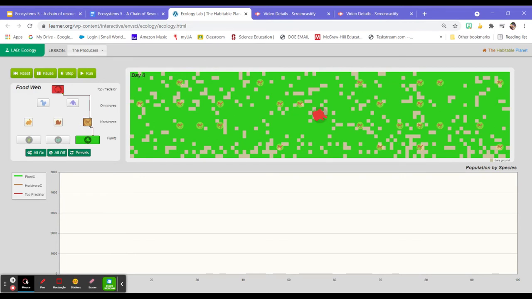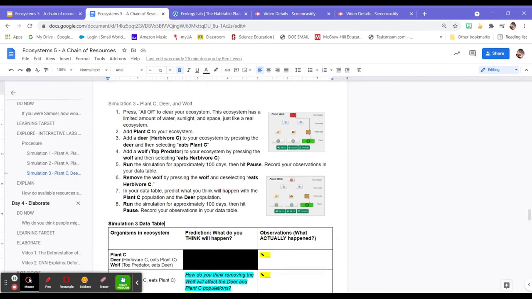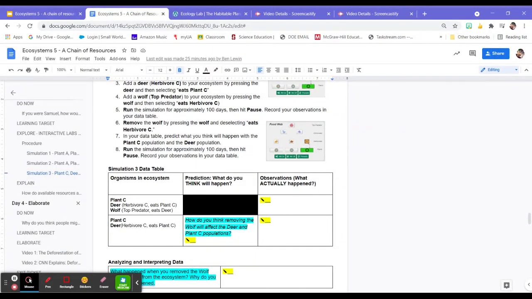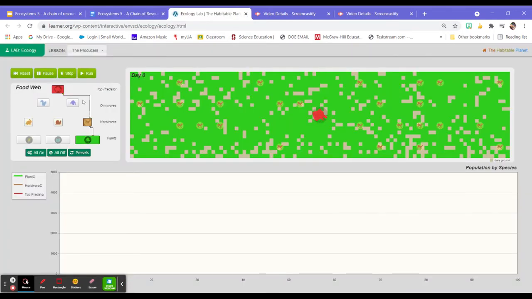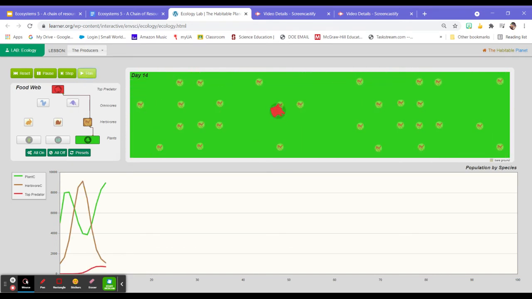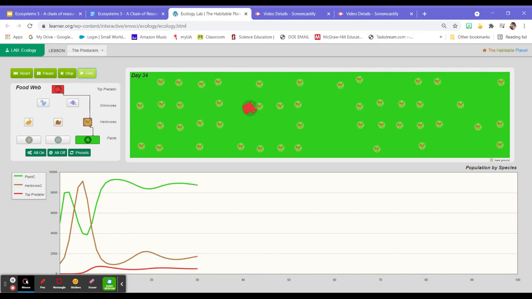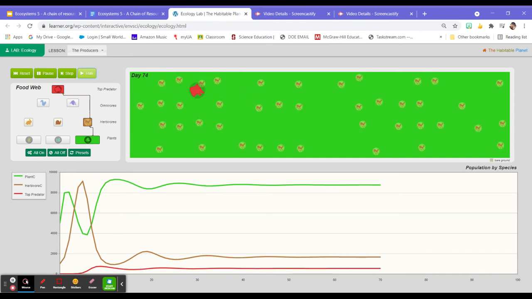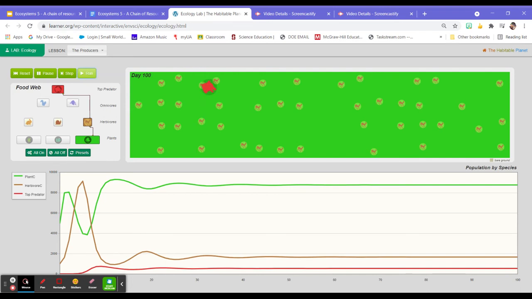Okay. And for this time, in our first round, we are just going to observe what happens when we run the simulation for 100 days. If you notice in your data table, there's no prediction for the first part. We're just going to observe what happens. So let's run for 100 days. And we can see what's happening with the plants, which is green, with the deer, and then we can see that the top predator was going and eating everything.